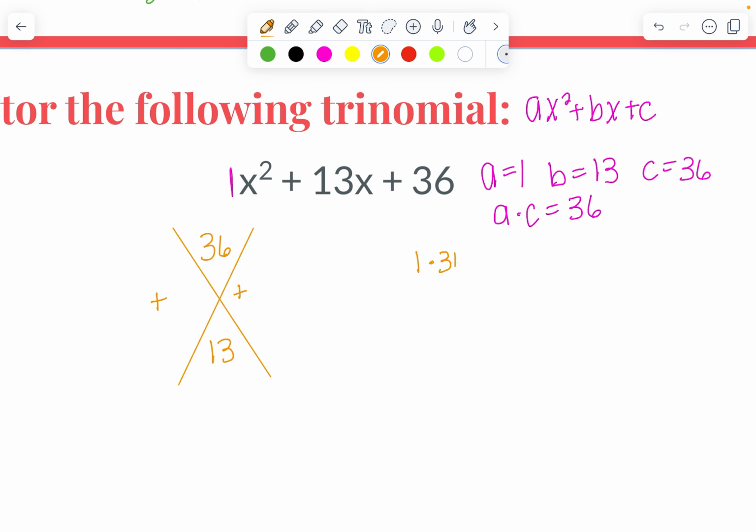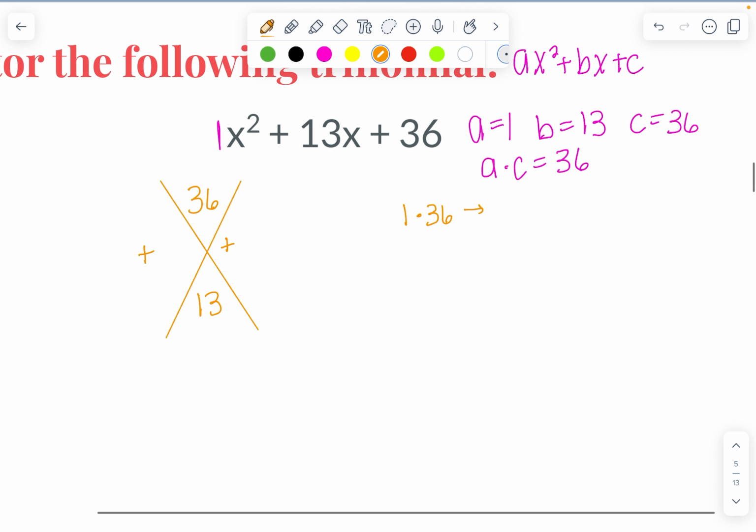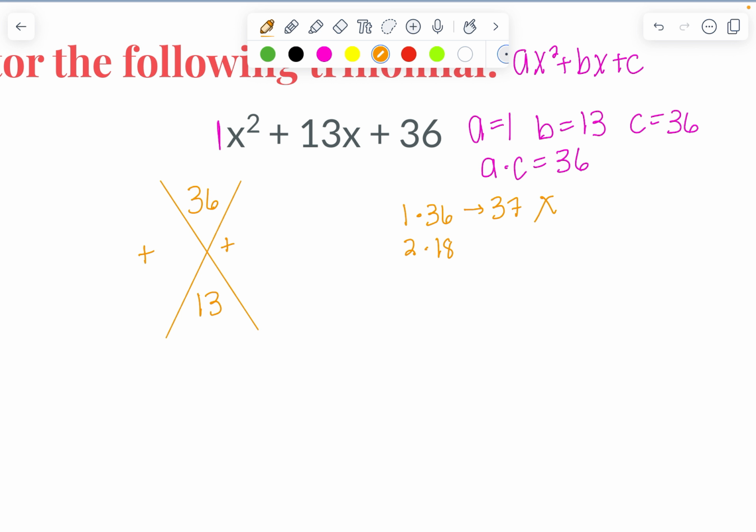Either 1 times 36, well, that adds to give us 37. So I know that's not going to work. I'm going to put an X by that. We have 2 times 18. Well, those add to give us 20, so that's not going to work. 3 times 12. Those add to give us 15. That's not going to work. 4 times 9. Those add to give us 13, which is what we want.